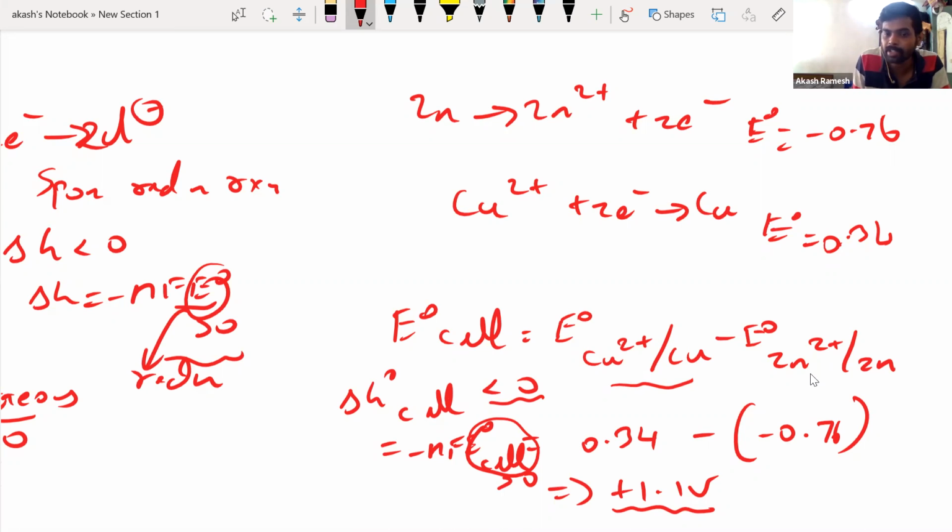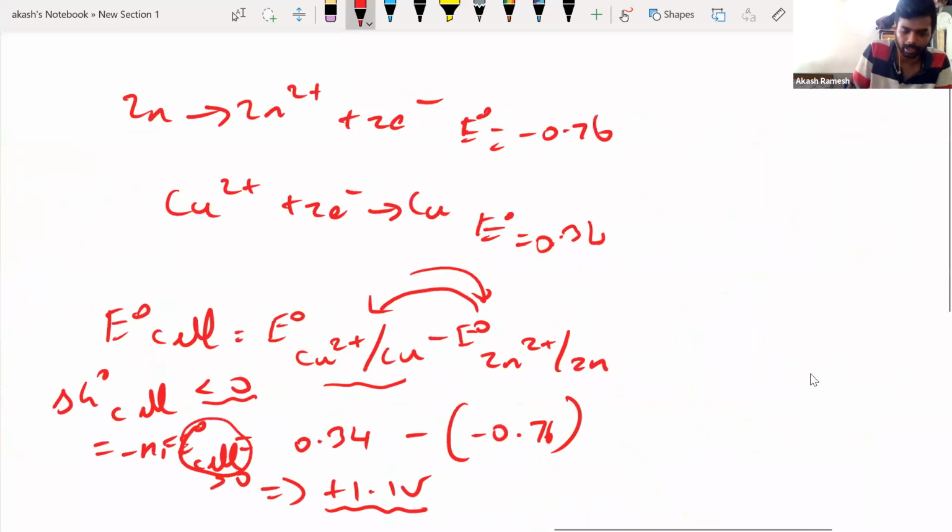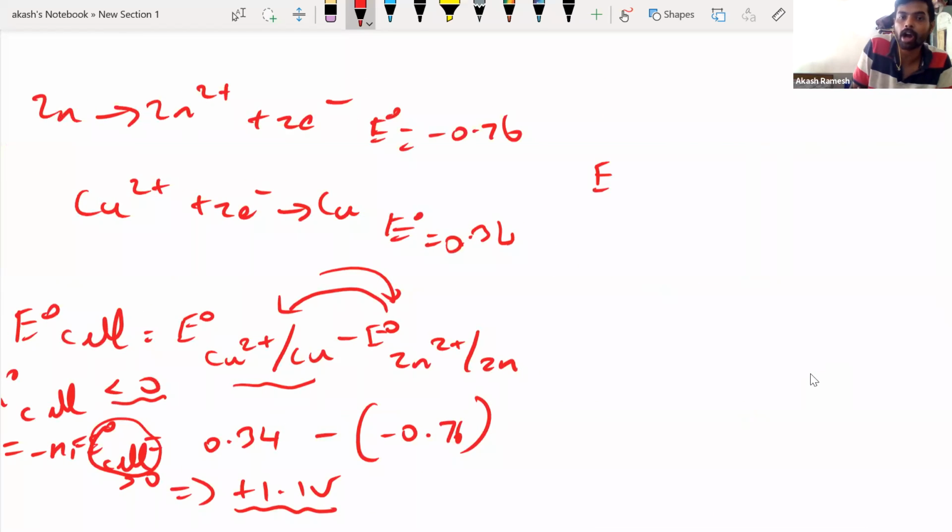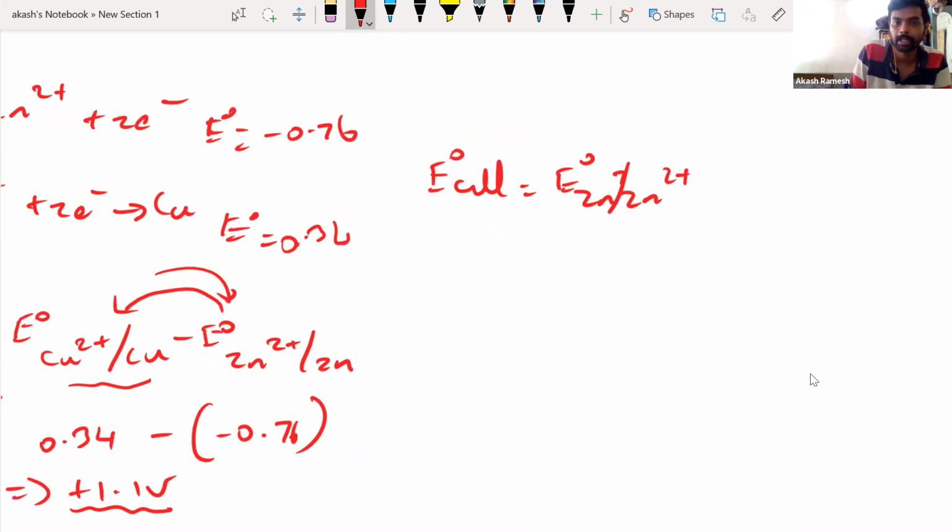Now, the same thing, if you would have taken oxidation potential, this would have come here and this would have come here. Maybe I'll write it again. If I write it in terms of oxidation potential, E naught cell is equal to E naught Zn bar Zn2+ minus E naught Cu bar Cu2+. Now, please see, we are talking about oxidation potential here.